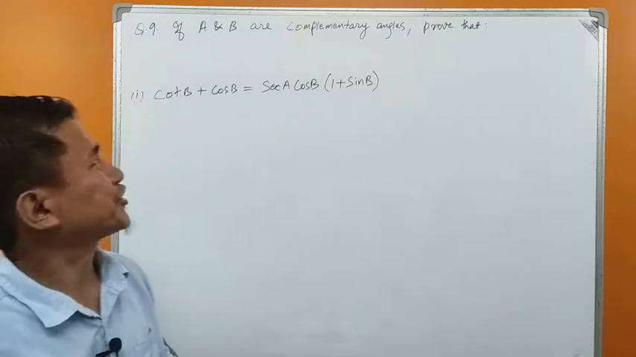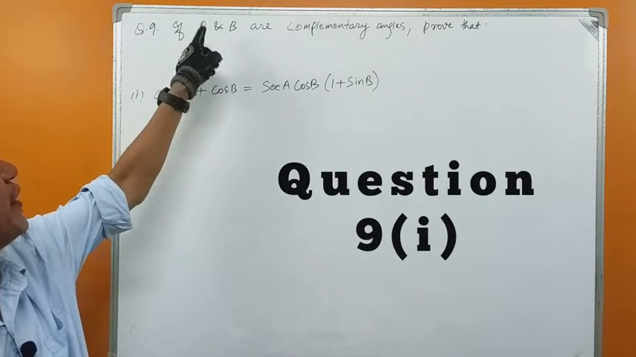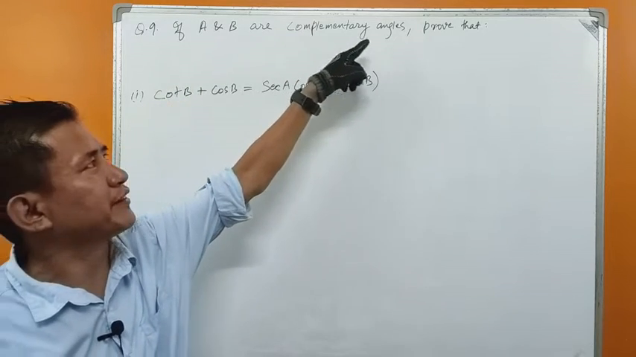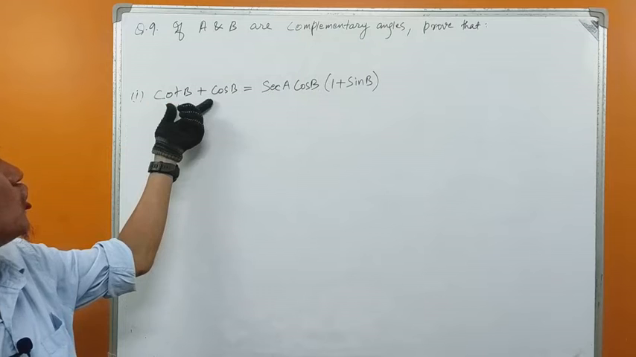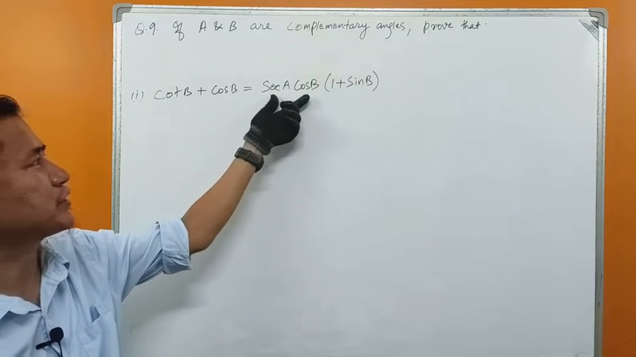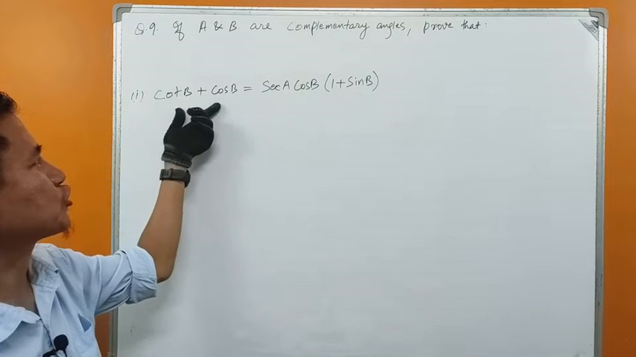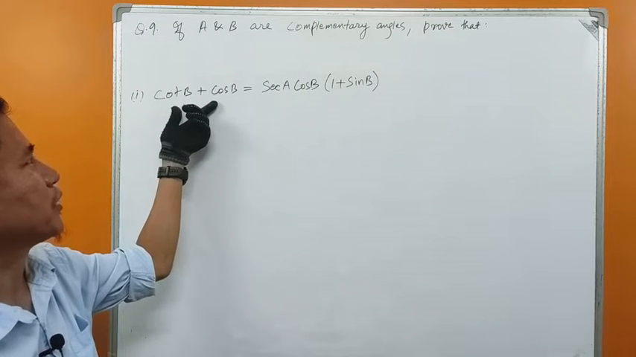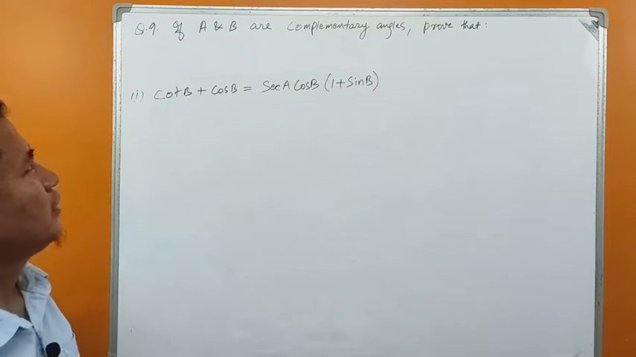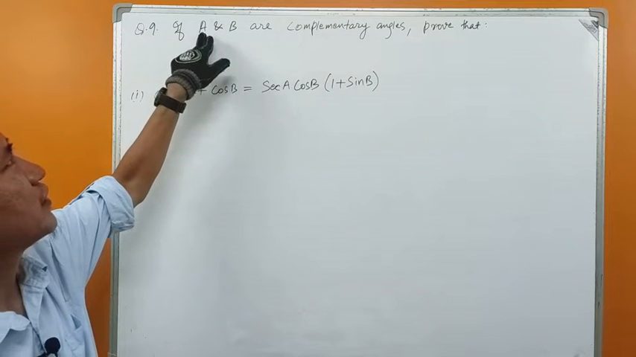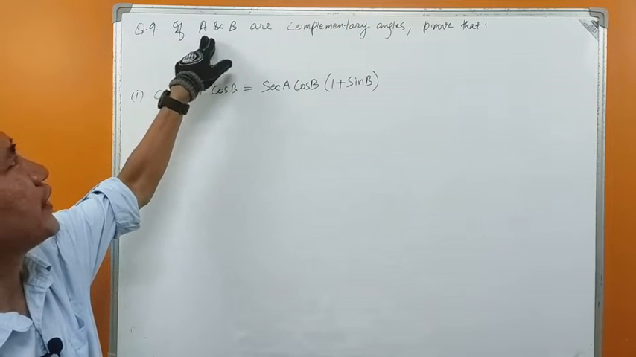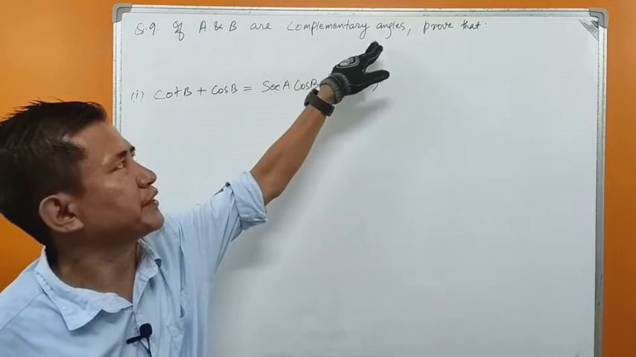Okay, let's do question number 9. So we have a plus b are complementary angles. Prove that cot b plus cos b equals sec a cos b into 1 plus sin b. So we are asked to prove this equation, cot b plus cos b equals this, isn't it? And the condition given to us is a and b are complementary angles.